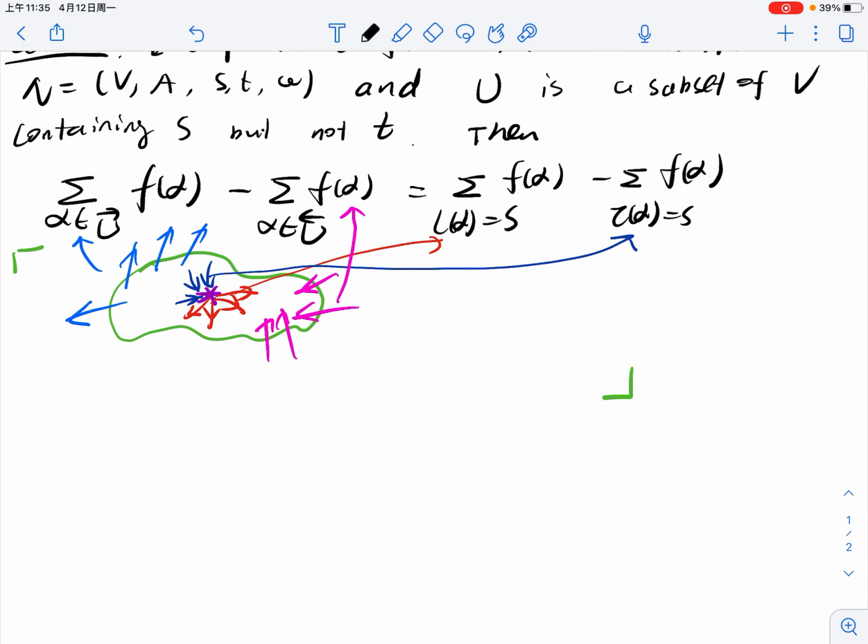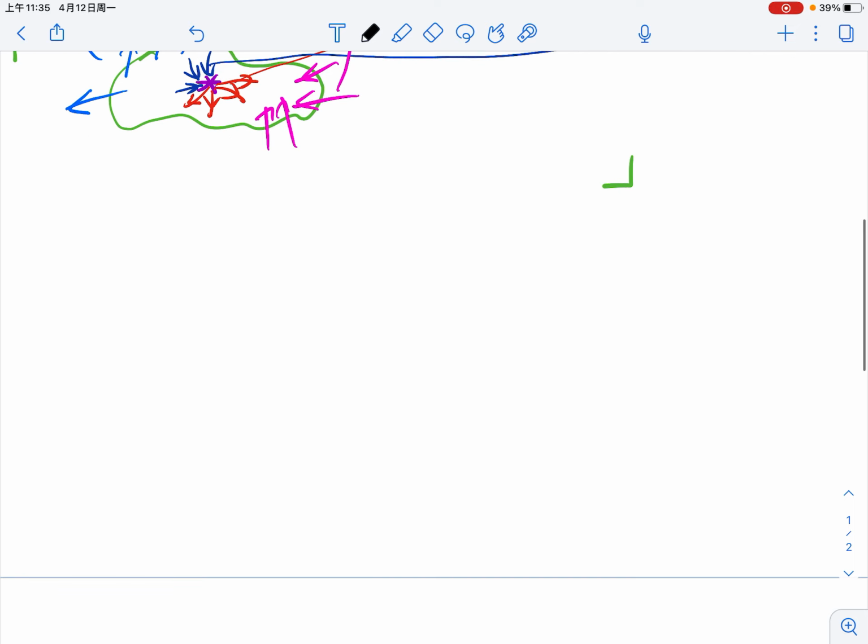In short, why is this theorem true? Because you only have one source. For all the other points, the flow in and flow out cancel each other or equal to each other. And the proof also follows from that idea.